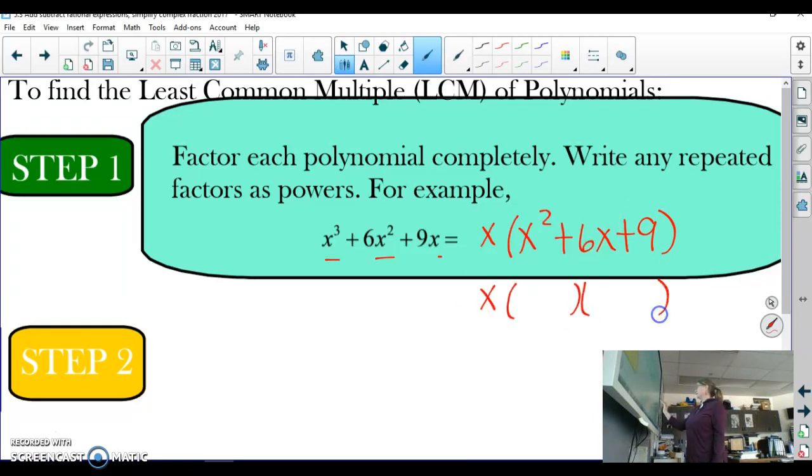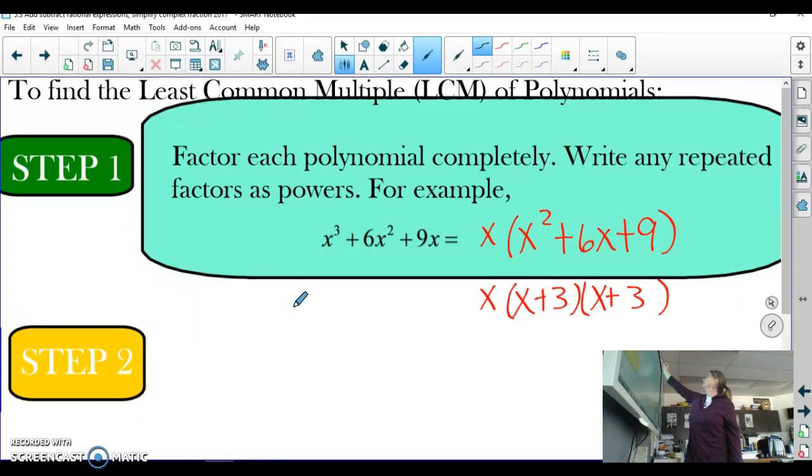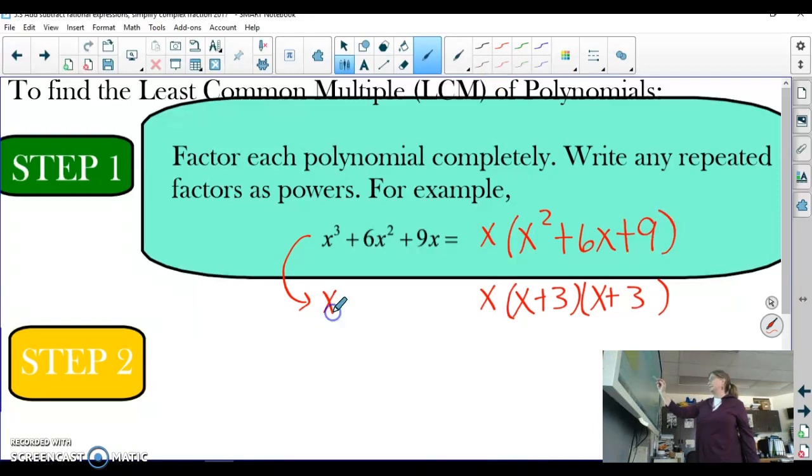Let's keep factoring. This is going to factor into x, and then look for factors of 9 that add to positive 6. It's x plus 3 and x plus 3. So I have a repeated factor of x plus 3. So this, in factored form, but with the repeated factors written as powers, would be x times x plus 3 quantity squared. So this is the factored form of this original expression.